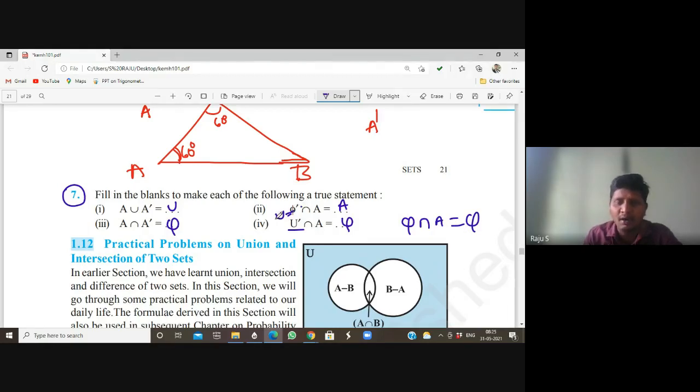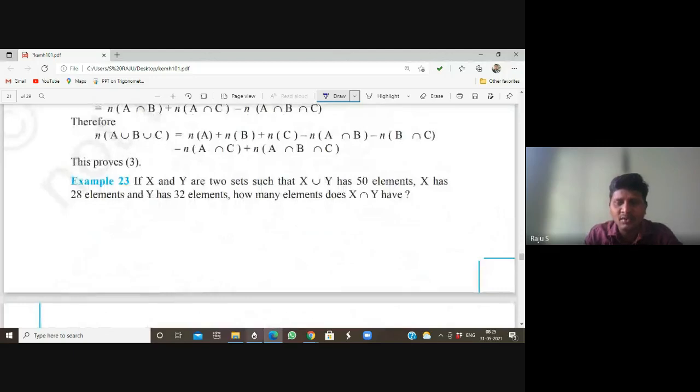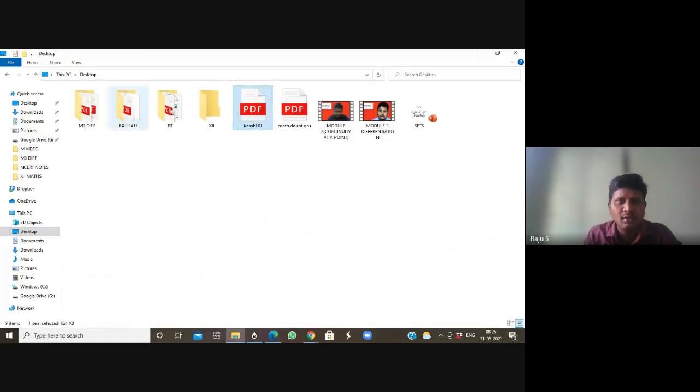Here, phi complement is always U. U union A is U. Okay, right? Next, union and intersection. First, I'm going to explain the concept.